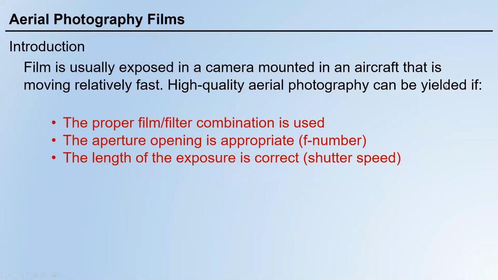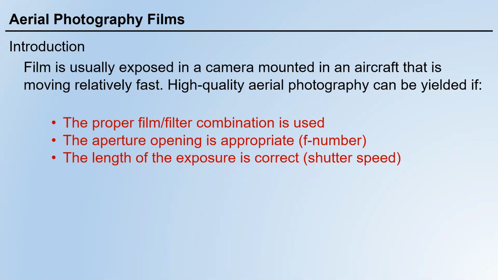In this last video of lecture 3, I want to introduce different types of films and how they are produced, the inner structures of them. Okay, so film is usually exposed in a camera, an analog camera, mounted in an aircraft that is moving relatively fast.